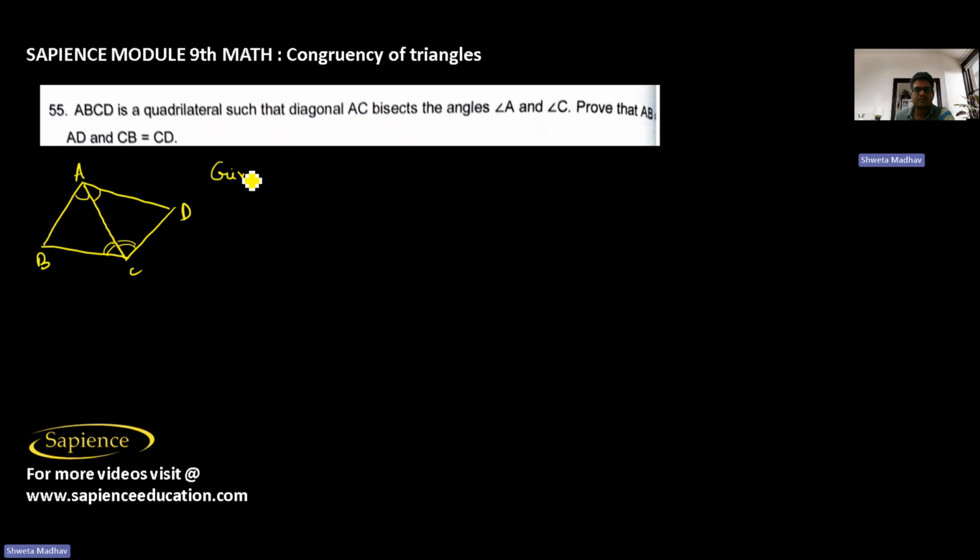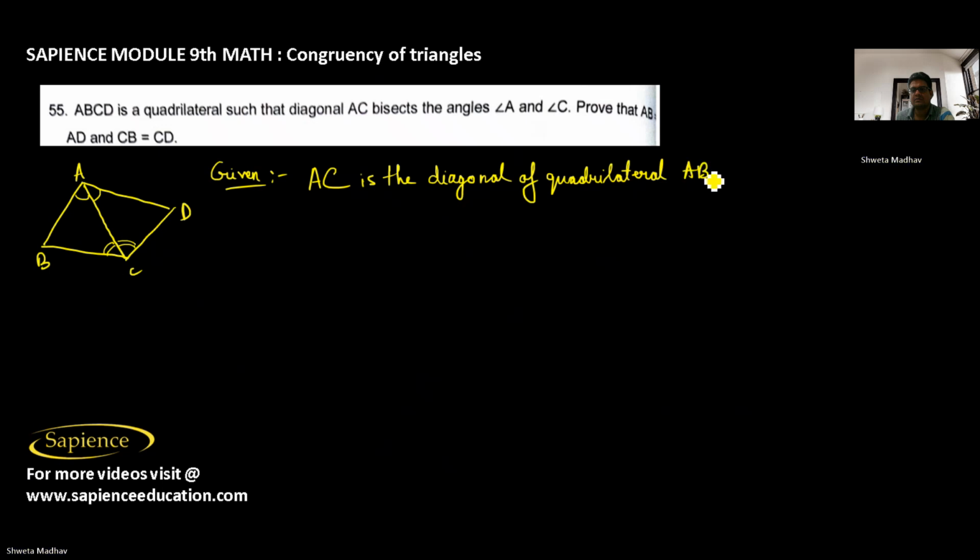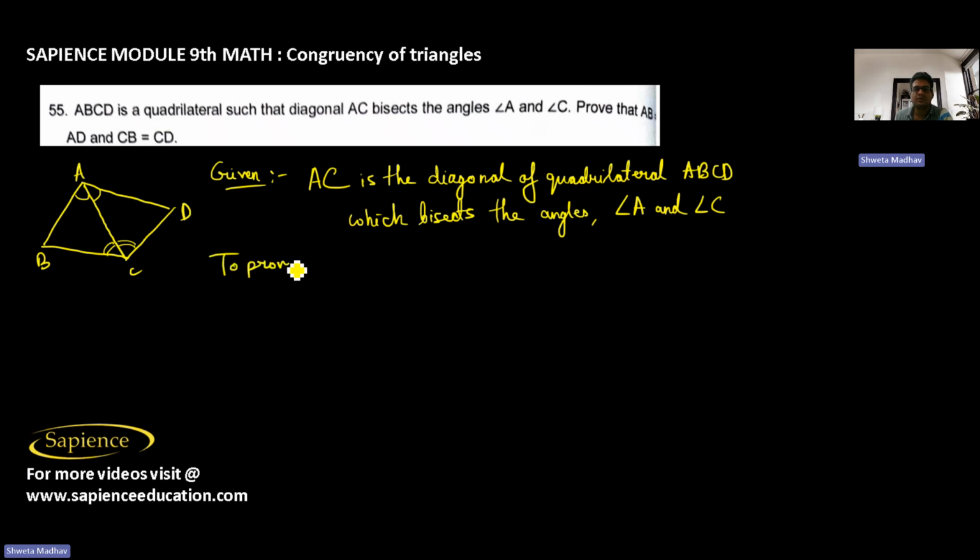Now it is given that AC is the diagonal of quadrilateral ABCD, which bisects the angles, angle A and angle C. Then we have to prove that AB equals AD and CB equals CD.